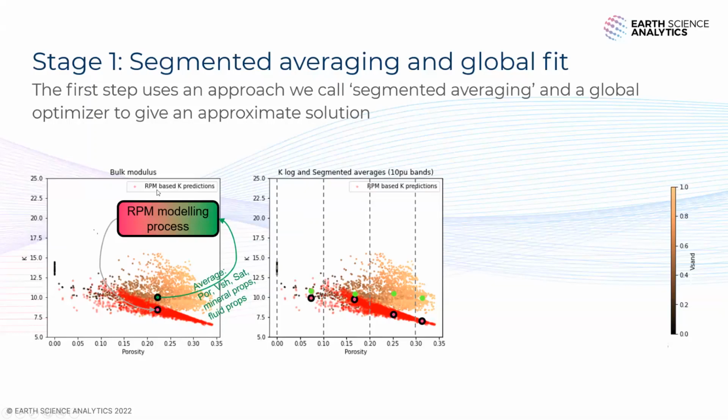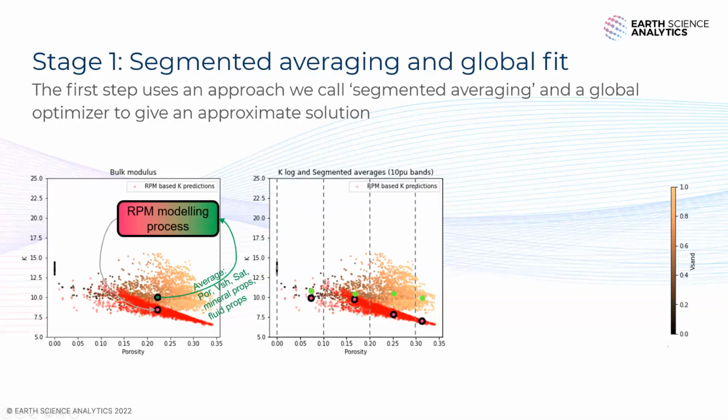So we reduce the amount of work the rock physics model has to do by reducing the number of points. So in this example here, the rock physics model has to compute on 4 points. In reality, we do that on 40, as I said.